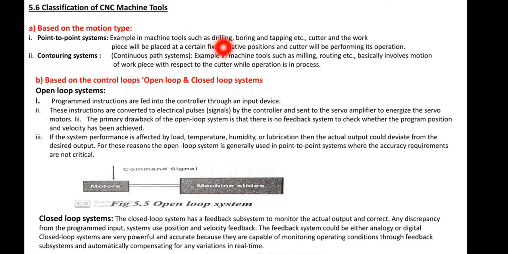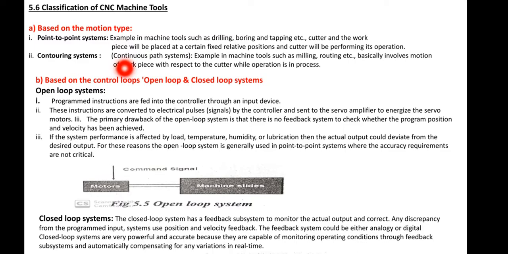You know that drilling, boring or tapping machine. You consider one plate, and at the center of the plate, suppose we have to make a drill. Then directly what we do, we first find the location and then we directly move that tool to that location. For example, drilling operation. In this case, the tool moves from the home position to that particular position. That is a point to point system.